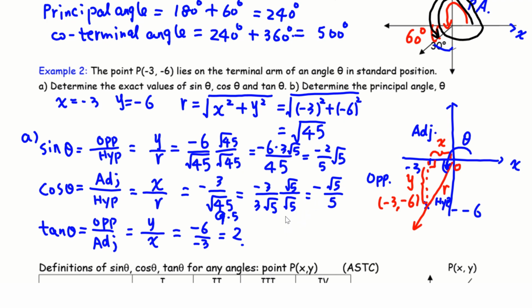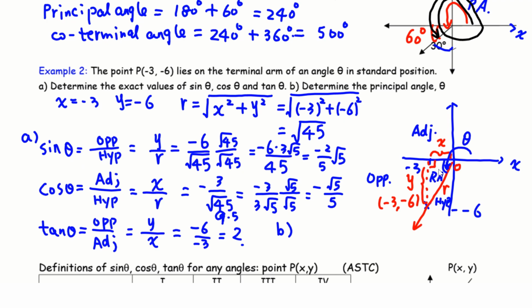And question B asks you to find this principal angle. So the principal angle, we are going to find it by using tangent theta. We find the RA first, the related acute angle. The reason for that is if we do the other angles, some calculators will give you different answers.